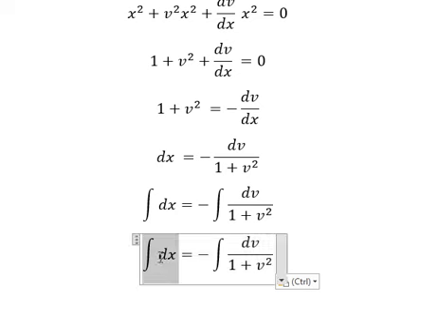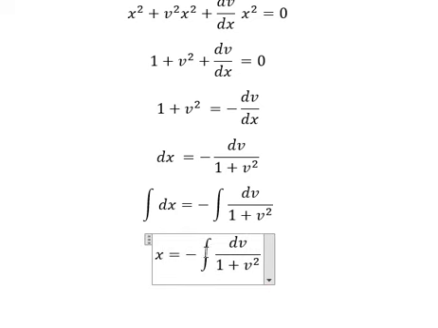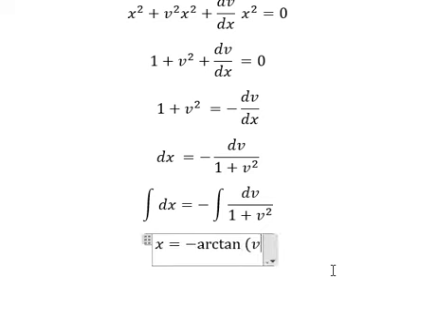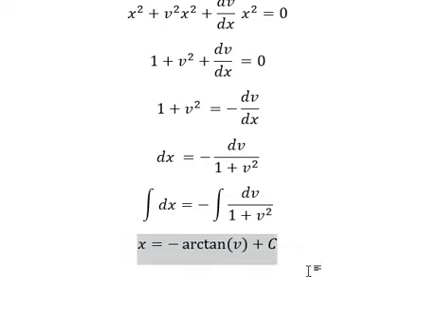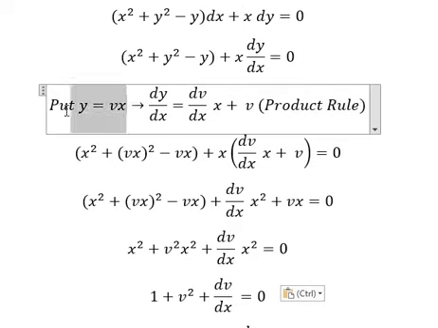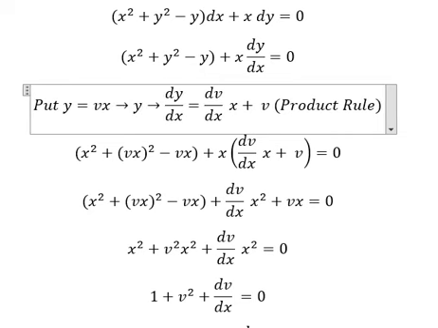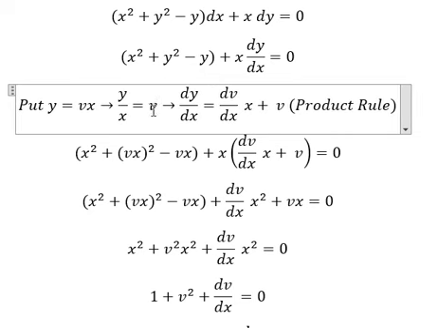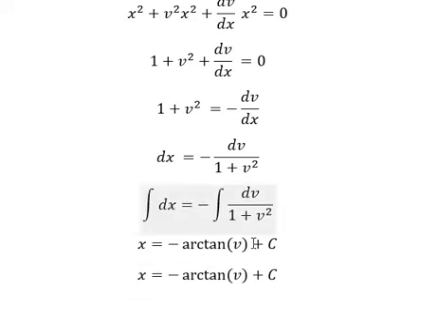The integration of dx, that is about x. This one, that is about arctan of v. And I will put plus c. About v, that is about this one. So we divide both sides by x. And now we need to change v into this one.